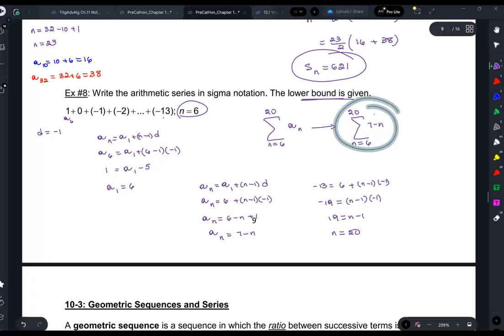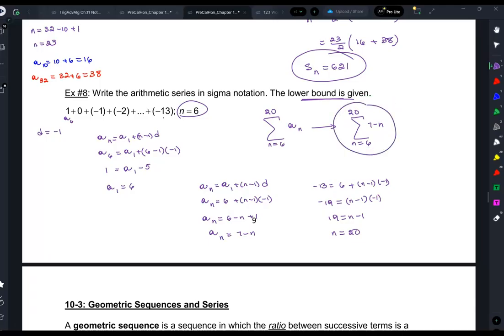Another way you can do this to eliminate this part: if you know that this is a sub 6 and d is just negative 1, you could just manually go back 6 steps. Sometimes that's quicker. So this is going to be, let's say, 2, 3, 4, 5, 6. That's another way you could do it. That would eliminate this step.